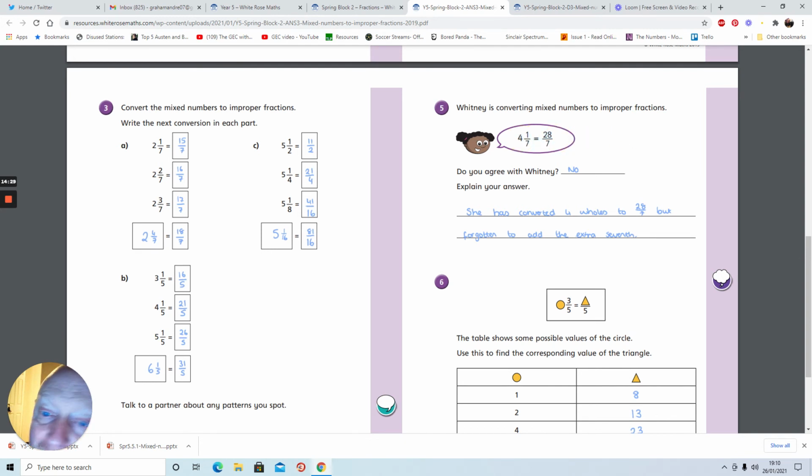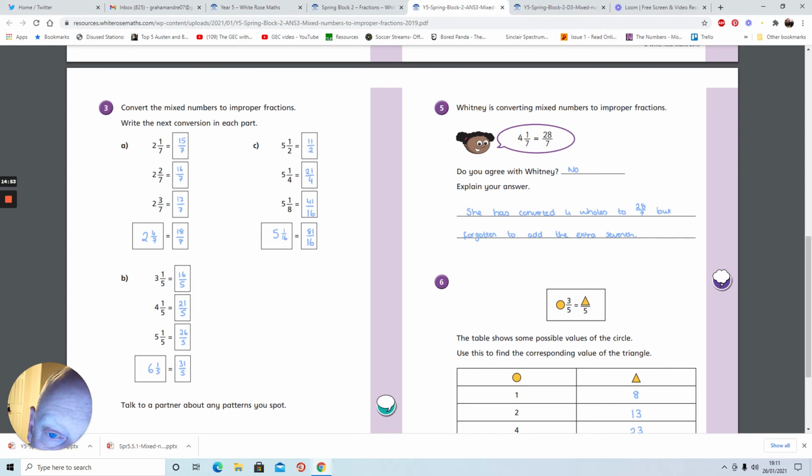And it asks you a question there, do you agree with Whitney? Explain your answer. Now what I'm going to do is have a little look and see if I can work it out. Okay, so she said 4 and 1/7 is 28/7. So 4 times 7 is 28. She's done that bit right, but actually she's forgotten to add the extra 7th, which is there.